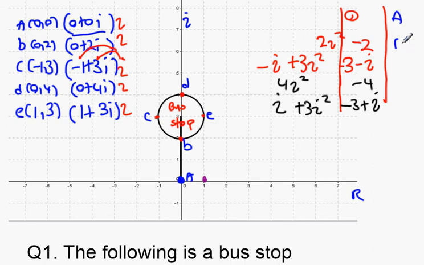So this is A, B, C, D, and E, their image. Now look what happens with B. B goes from 2i and it turns into minus 2. B is over here. C goes from 1 minus 3i, which is originally here, and it turns into minus 3 minus i down here. D turns into minus 4, and then E turns into minus 3 plus i.